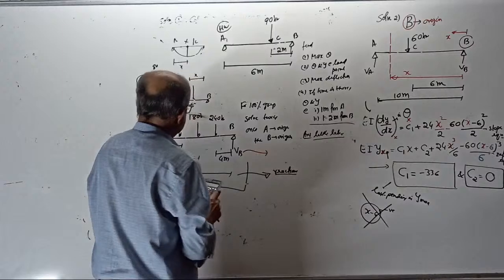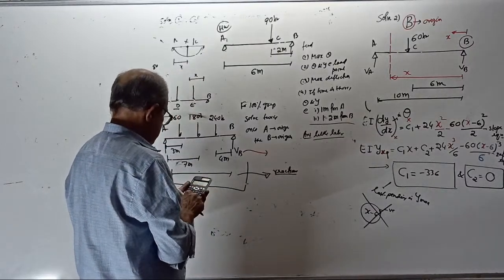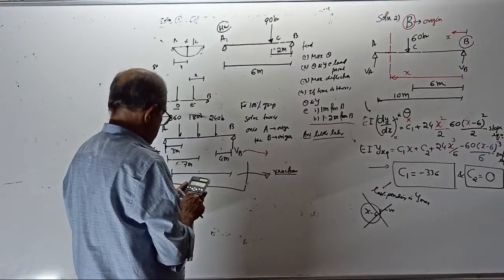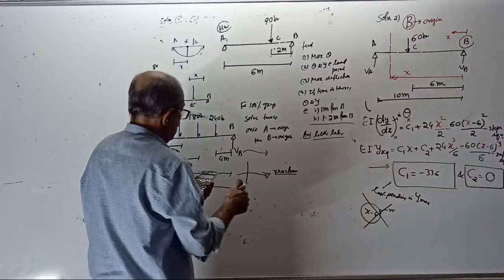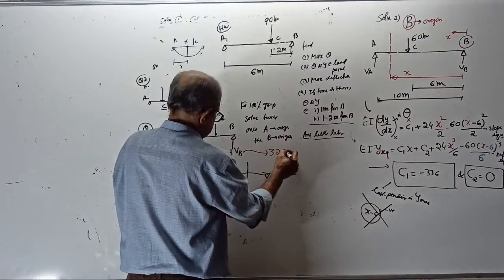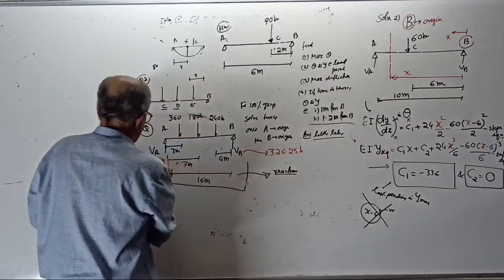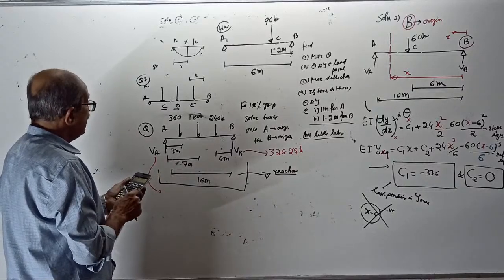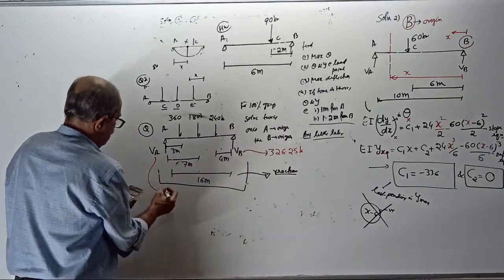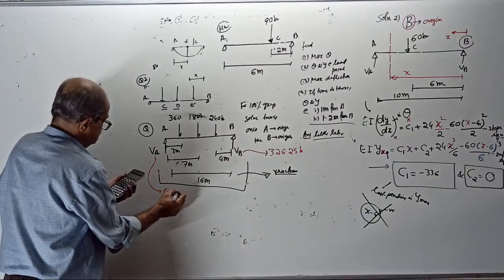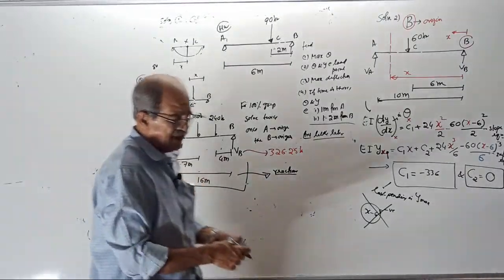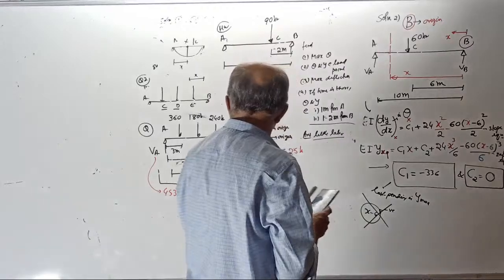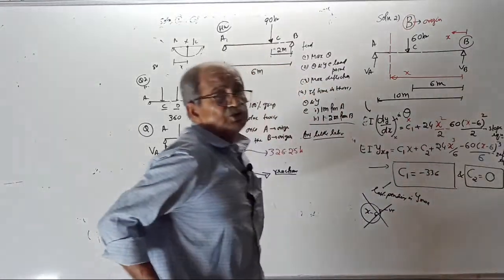Your VB will come, 326.25 kilonewton, and your VA will come, 453.75 kilonewton. Correct answer? Tell me, correct or wrong? 450, correct. Okay. Now, solve the question.